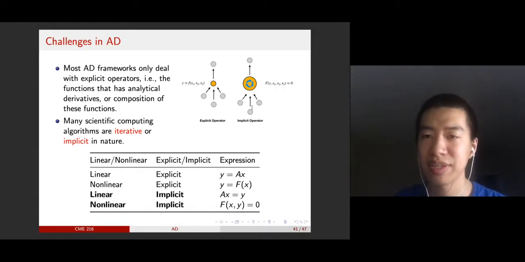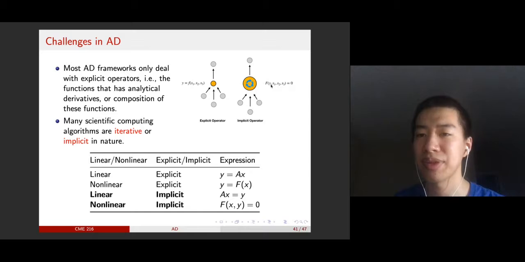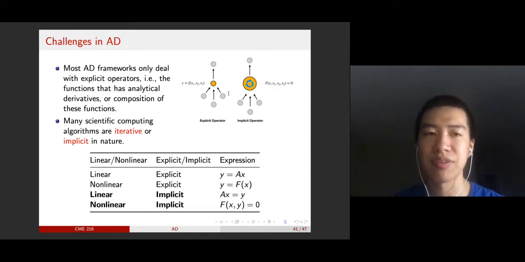For example, here, if you have x1, x2, and x3, to compute y, you cannot have an analytical expression for that, such as a sine or cosine or something like that. But you have to solve for y using some iterative solvers. And this can be a difficulty for the typical AD frameworks if you have a function like that.